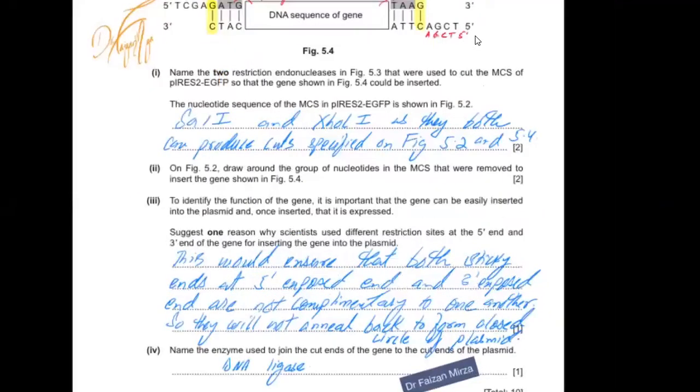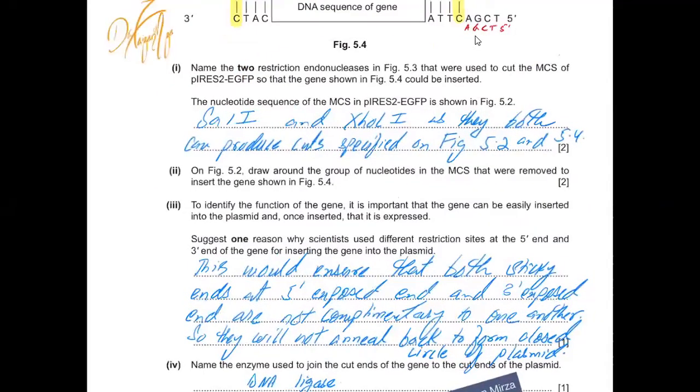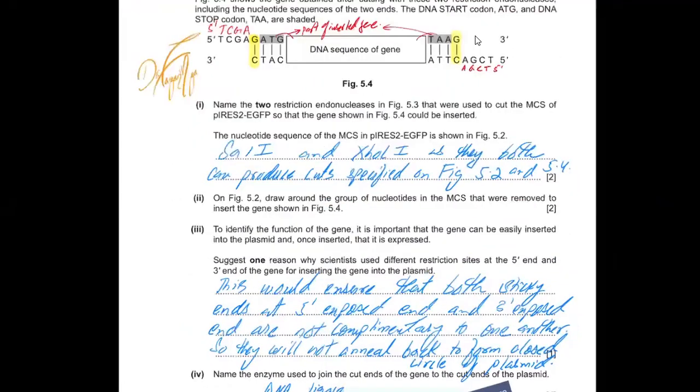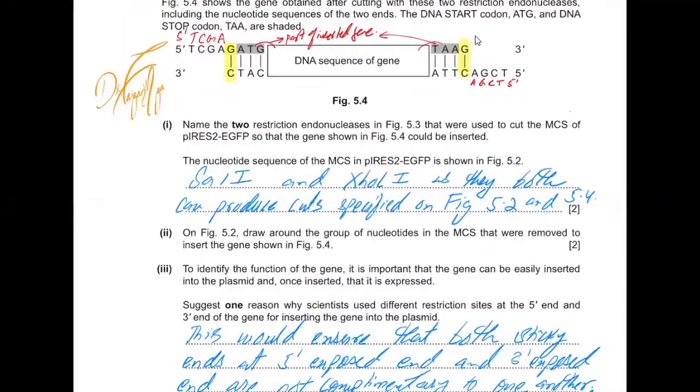Now, question part 2 was on figure 5.2. Draw around the group of nucleotides in the MCS that were removed to insert the gene shown in figure 5.1. This is the gene that they have inserted. Since they have inserted this gene, the start and the stop codons are there as well. So you need to find the sequence 5 prime TCGA and the base pair GC.